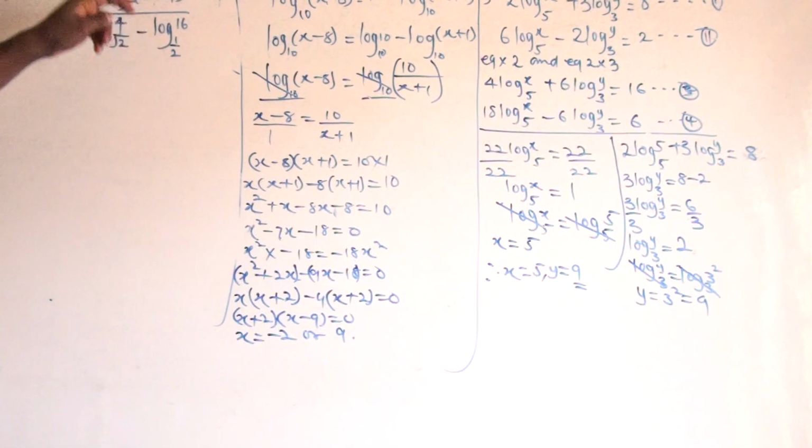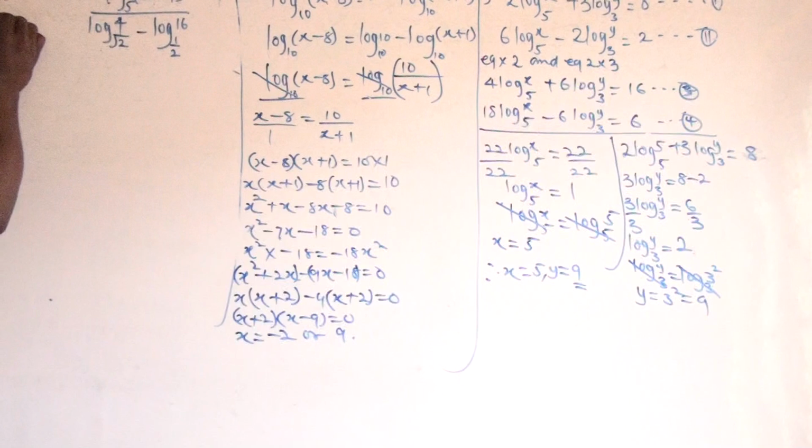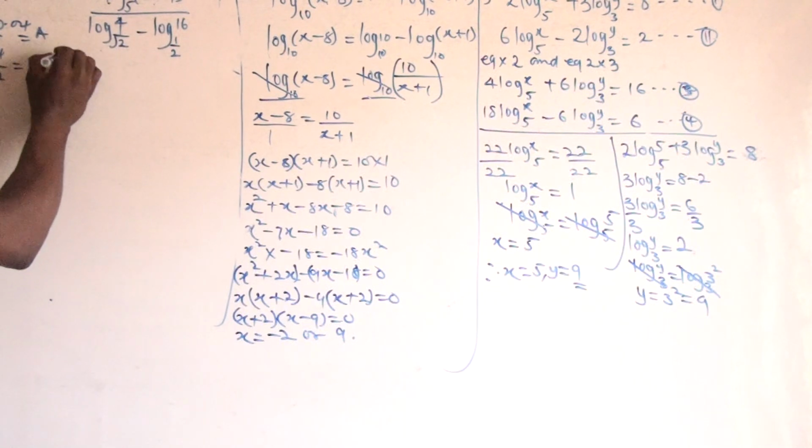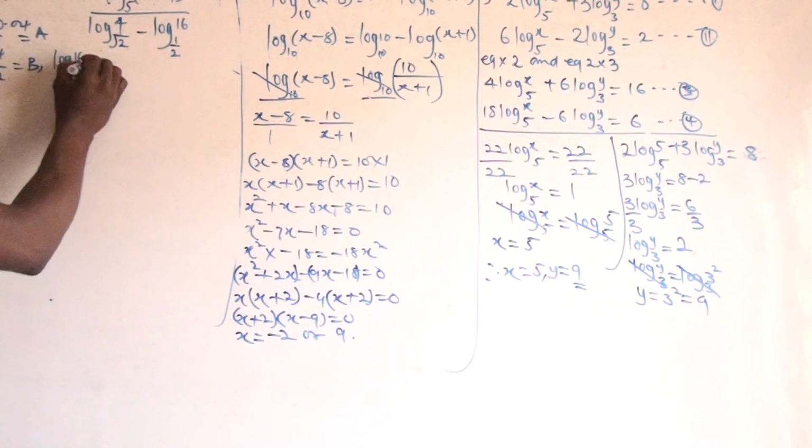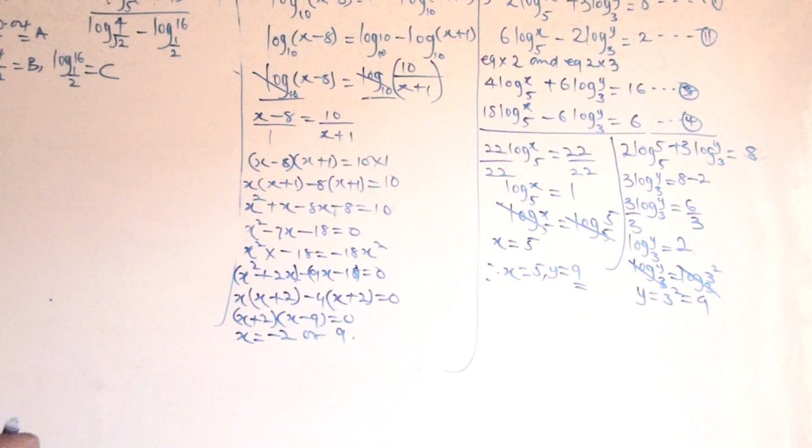Now let's look at this question. You see that the bases are all different. In this case, what do we need to do? We'll let all these logs represent something. Log 0.04 base 5, let it be A, and log 4 base square root of 2, let it be B, and log 16 base half, let it be C. So we are going to solve this individually and substitute the values.